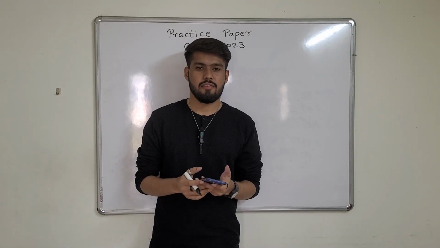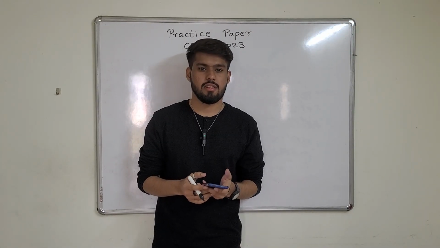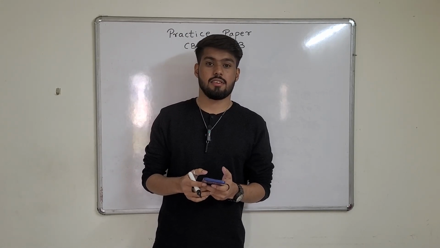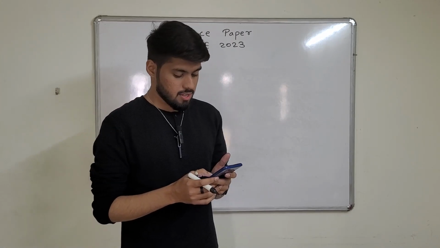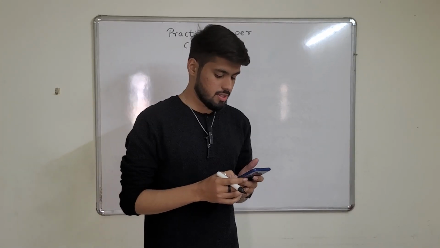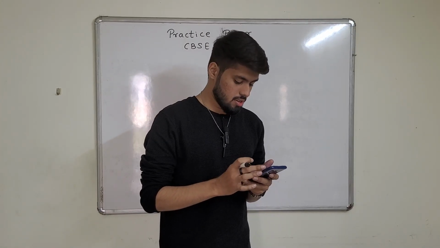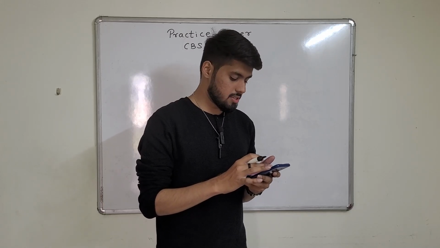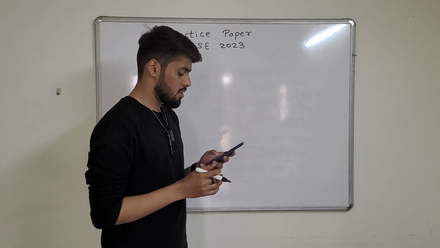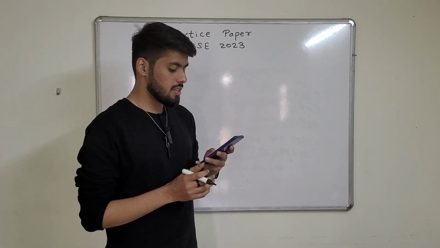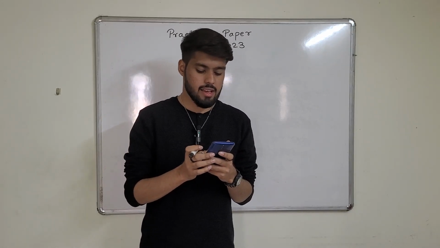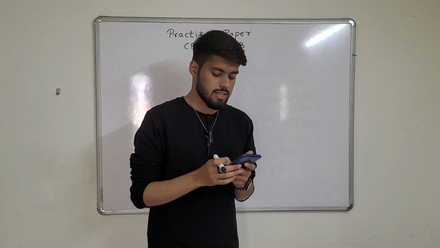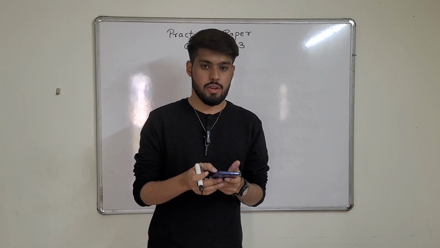So now we are done with the MCQs. Now let's move on to the next section, that is the assertion reason section. So the 19th question is the assertion reason question. The question is, they have given us the assertion. Assertion is, in the given figure, if angle AOB equals 125 degrees, then COD is equal to 55.